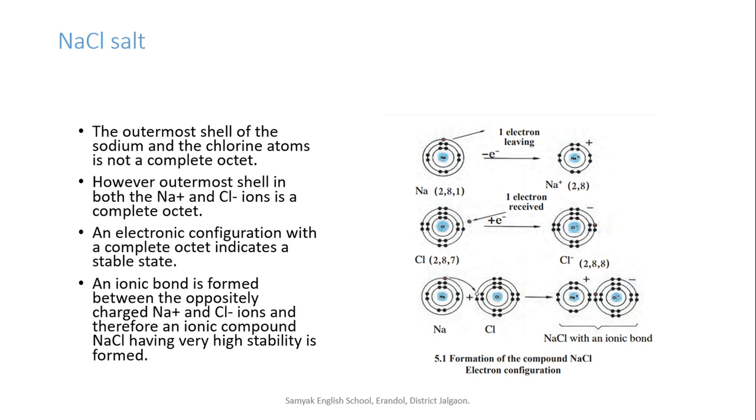Now look at the diagram. There is a sodium ion and a chloride ion. Look at their electronic shells. Sodium has 2, 8 and 1, so one electron in the outermost shell. Similarly, the chlorine atom has 2, 8, 7 electrons, so 7 electrons in the outer shell. The sodium ion has 2 and 8 electrons, whereas the chloride ion has 2, 8 and 8 electrons. When they combine together to form sodium chloride, there is an ionic bond between the sodium ion and chloride ion, which is a very stable bond giving rise to sodium chloride, that is salt.